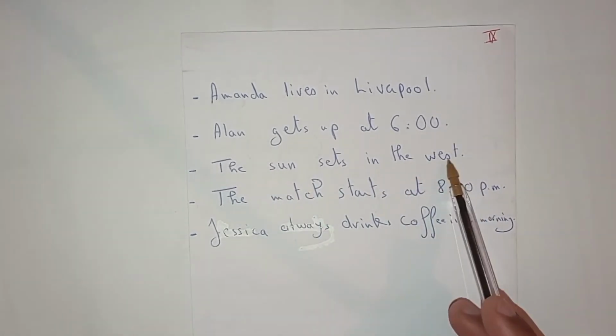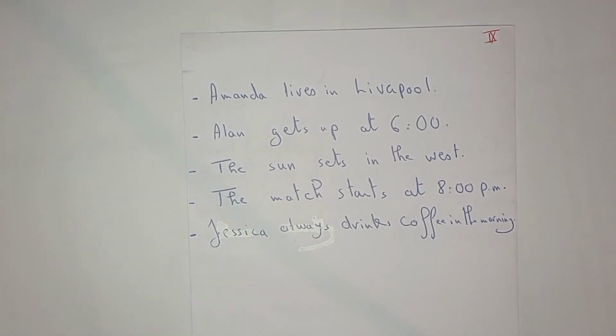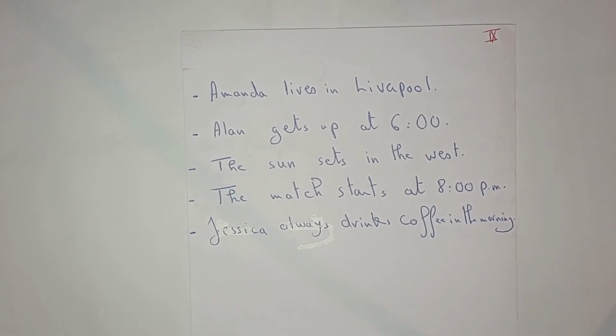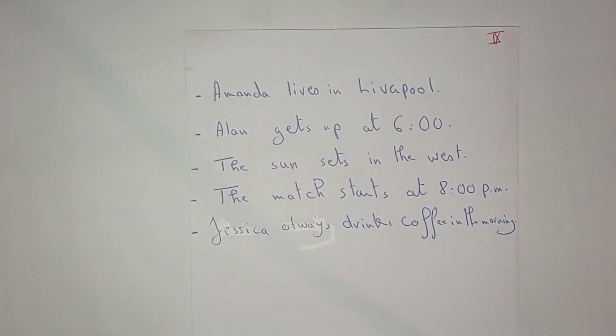Sentence 3. The sun sets in the west. So this is an example of a fact. What is a fact? It's something that is true. Something that is scientifically true. Okay? So the sun sets in the west and the sun rises from the east. Okay? So these are two examples of facts.